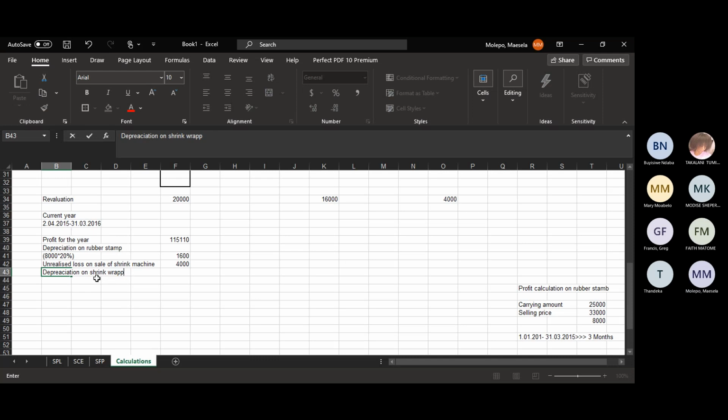Starting now, it will be the loss that we generated, which is 4,000. We multiply by 7 divided by 12, and then multiply by the 20%, because they mentioned a 20% straight line. 20%. So calculate it for me and tell me the figure that you get.